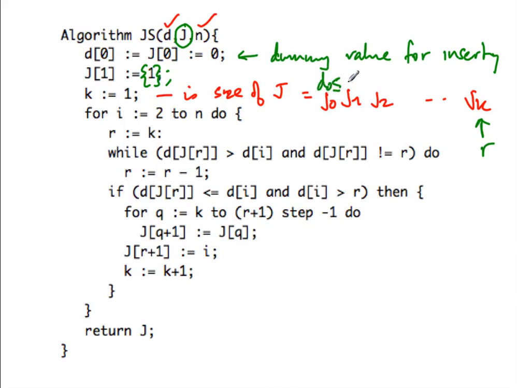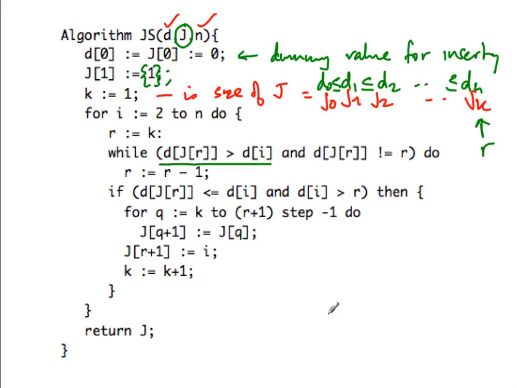So D0 is less than or equal to D1, is less than or equal to D2, is less than or equal to Dk. So we are trying to find the correct position to insert. That is what this is doing. Now the other thing that we are doing is simultaneously checking whether the effect of inserting will affect feasibility.